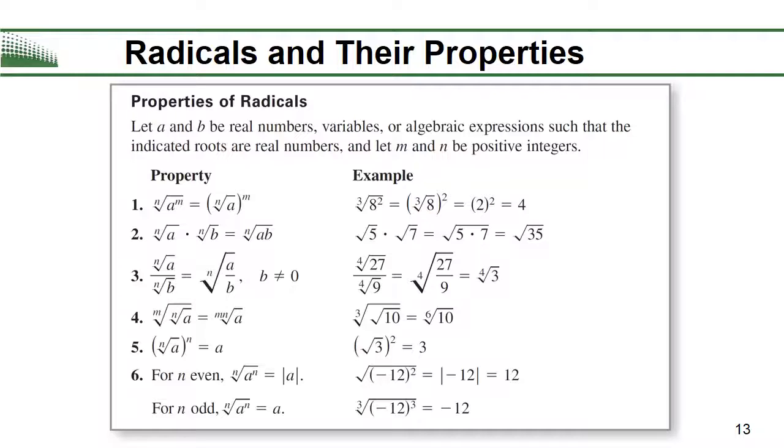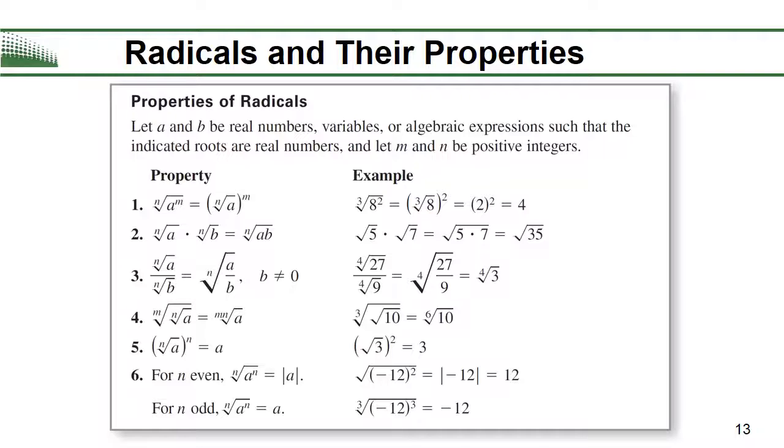The example they give is the cube root of 8 squared. Well, 8 happens to have a cube root, it's 2. So it might be easier to do the cube root first and get 2 and then square that and get 4. Or you could square the 8 and get 64 and then do the cube root of that. You'll get the same answer either way. And again, which way you do often just depends on which is easier.